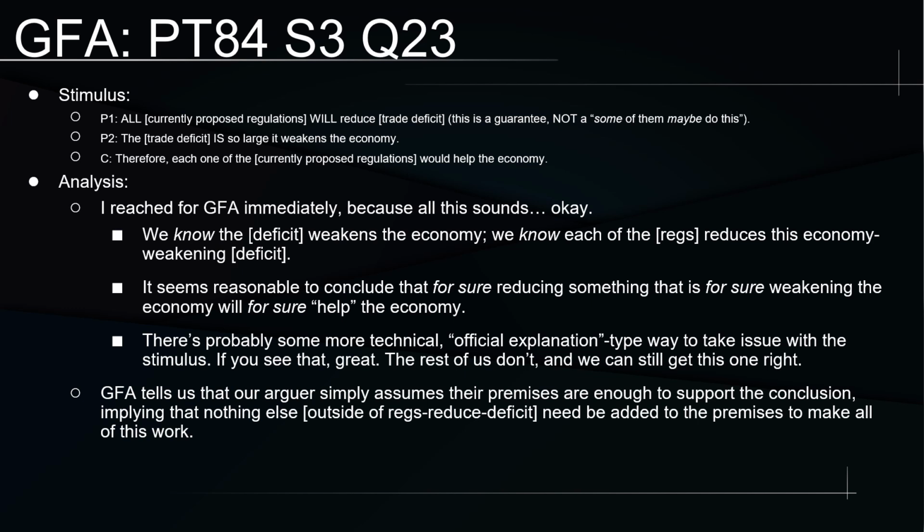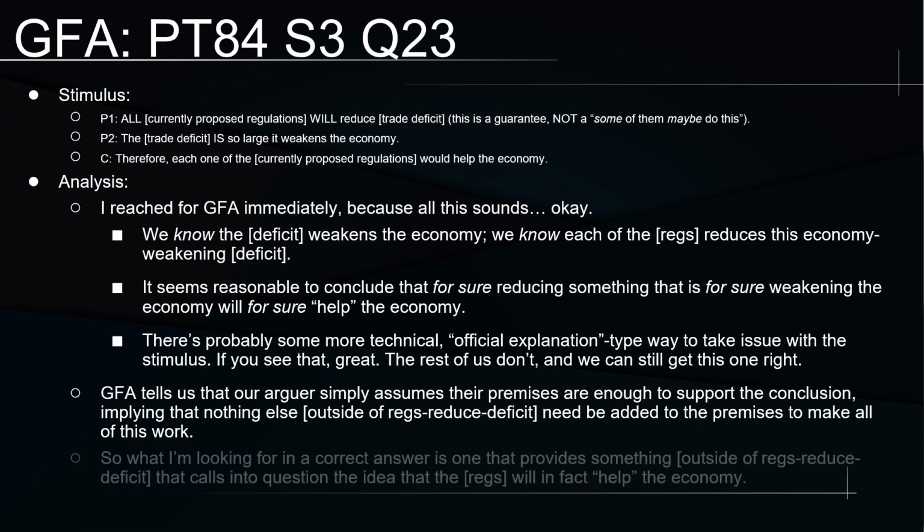But suffice it to say that what the GFA tool leads us to see is that our arguer simply assumes their premises are enough to support the conclusion. And the implication of that is that nothing else outside of the regulations-reduce-the-deficit situation need be added to the premises to make this whole thing work. So again, another way of putting it is our arguer just assumes that they've told us the whole story that matters, that we don't need to account for anything else. That's specifically what the GFA tells us in this situation.